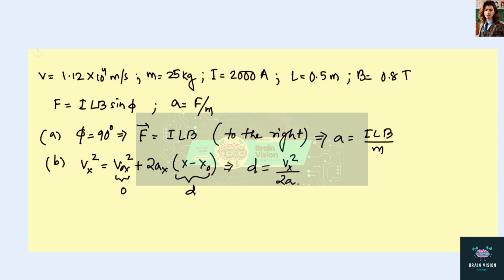We can write that down if you want. So Vx is basically this value, Ax is the one over here, and we get this to be d equals V squared times M over 2 times ILB.